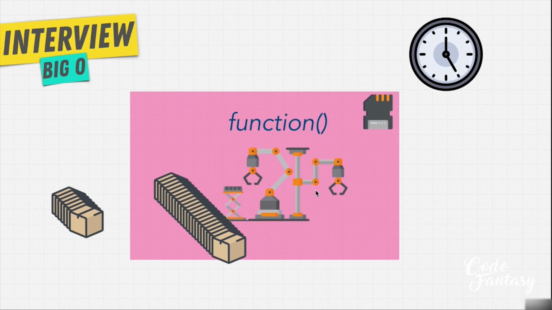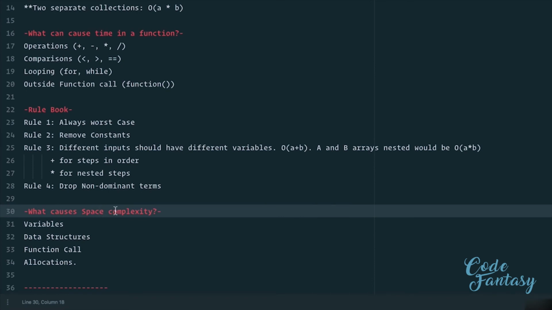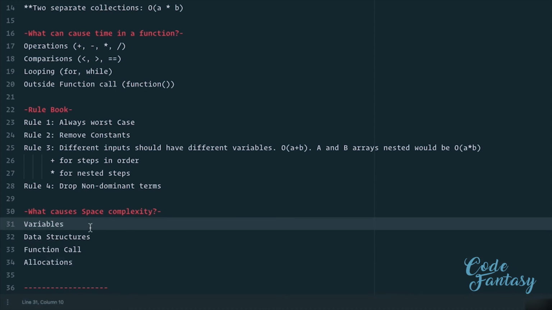What causes this space complexity? Well, luckily for you, I added this to our cheat sheet. What causes space complexity? Well, adding variables, adding data structures like arrays, objects, hash tables, again, things we'll talk about, function calls, and allocations. But let's actually code something and show you an example. In the next video, we'll go through some space complexity exercises and figure out how we can give big O notation to the subject.